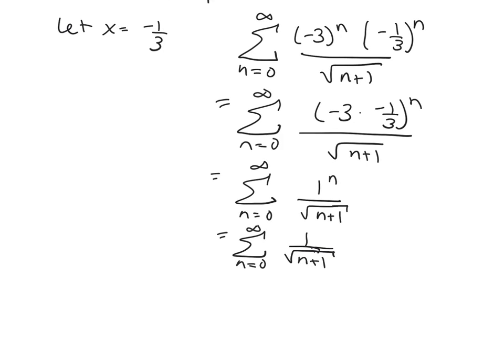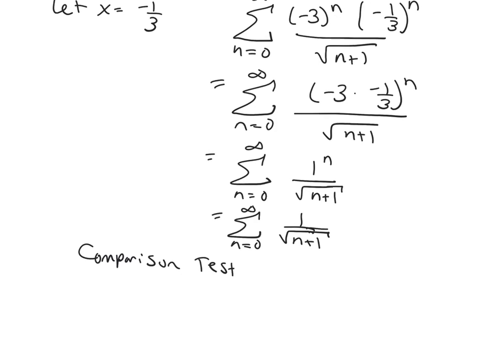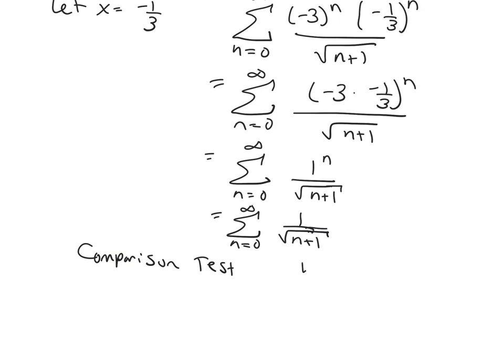What would you compare this one to? 1 over root n. So use a comparison test. The one you're going to compare it with is bn, 1 over root n. We need n to be 1. It can't be 0 here.